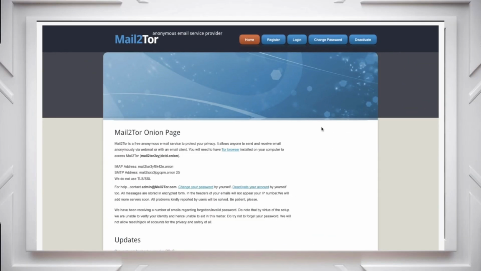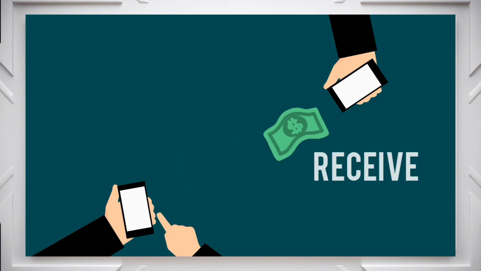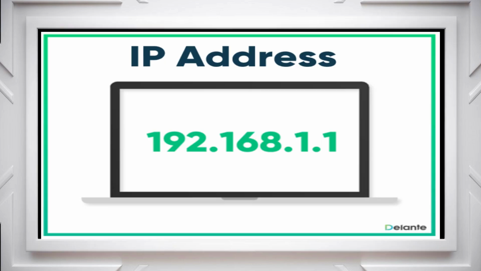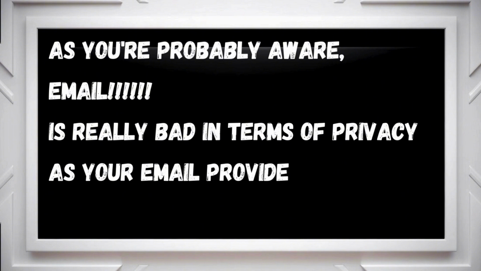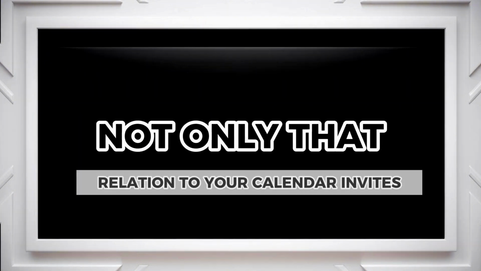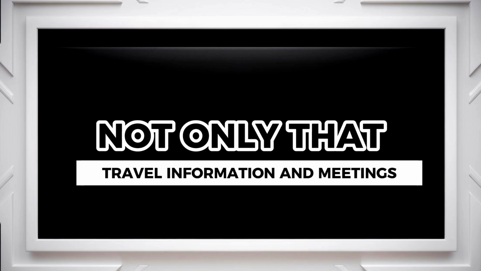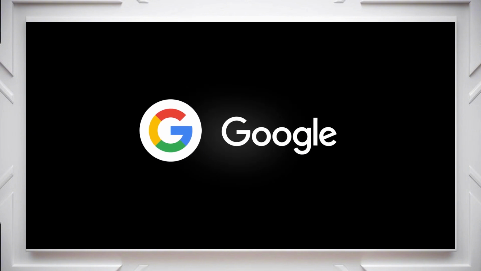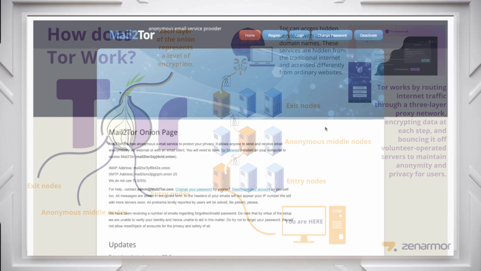Mail2Tor is an alternative email provider. It lets anyone send and receive email anonymously via webmail or with an email client, and all messages are encrypted, and the company does not log your IP address. As you're probably aware, email is really bad in terms of privacy, as your email provider has access to your entire inbox. Not only that, but they also have information in relation to your calendar invites, travel information, and meetings. And some, such as Google, will automatically enter this information straight from your inbox. This platform is only available through the Tor network, and it's a great alternative alongside the likes of ProtonMail.